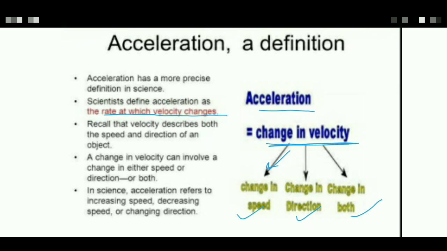Recall that velocity describes both the speed and direction of an object. As we know, velocity depends upon direction and magnitude, speed and direction. So if either one or both change, we will consider it as acceleration. A change in velocity can involve a change in either speed or direction or both. It is written over there.